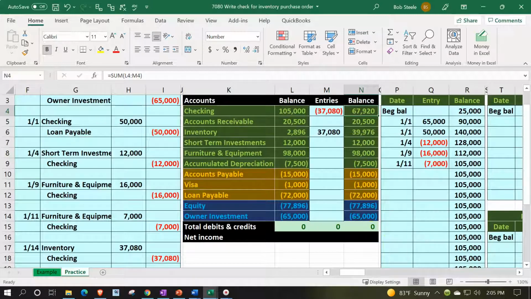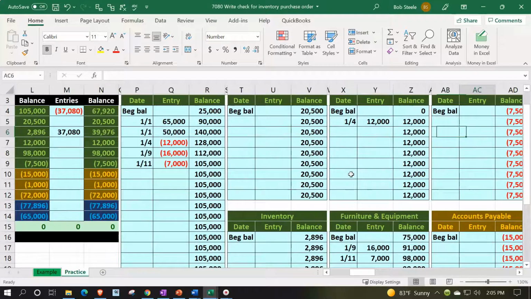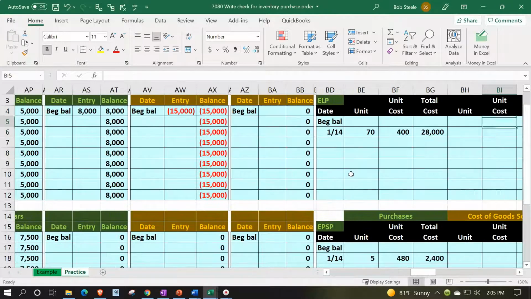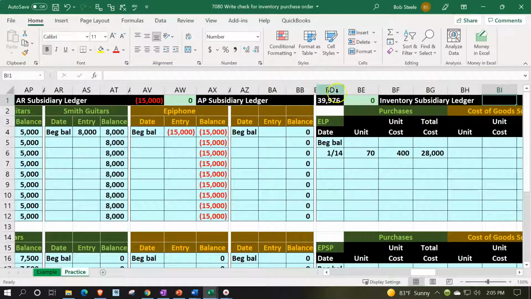We're going to purchase another one from Gibson. So we'll do the same kind of process. I'll think about the subledger first. And we can also check if the subledger ties out. Now it should be at the 39,976. So if I go over to the subledger way over here, does it turn green again? It does. And it adds up to that 39,976. Great. So now we're going to do this again.